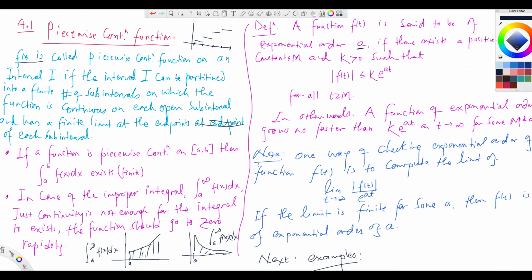So let's see one note. One way of checking the exponential order of a function f(t) is to compute the limit of this ratio, the absolute value of f(t) over e to the at, as t tends to infinity. If this quantity goes to a finite number, then we say that it is of exponential order, otherwise it will not be of exponential order. So we will see some examples.